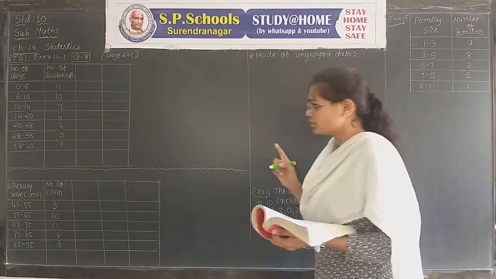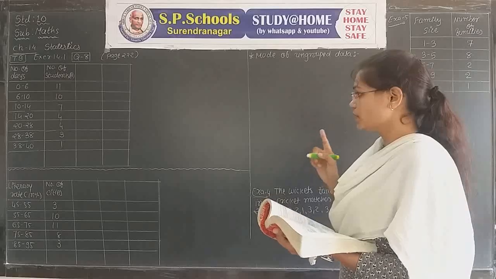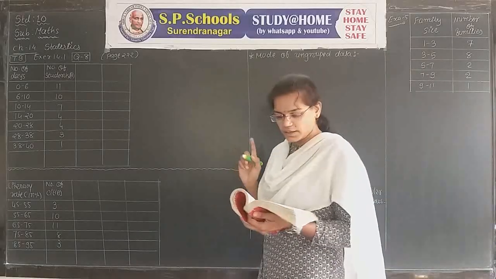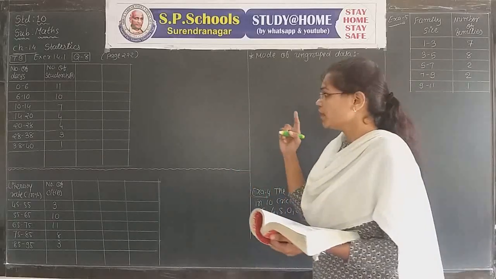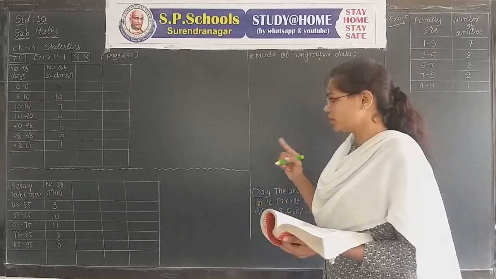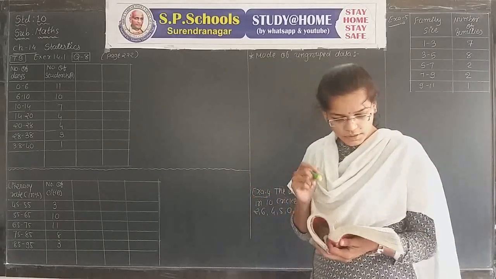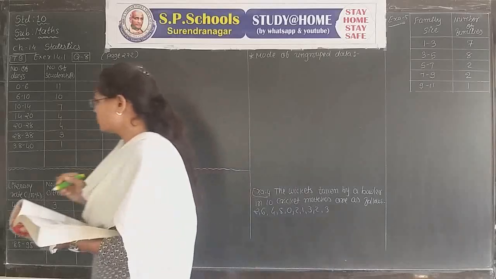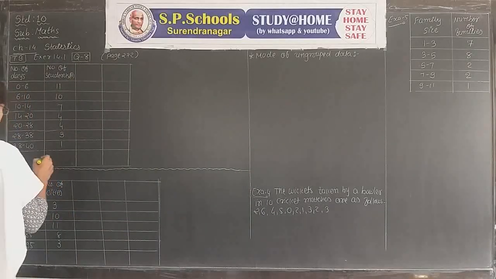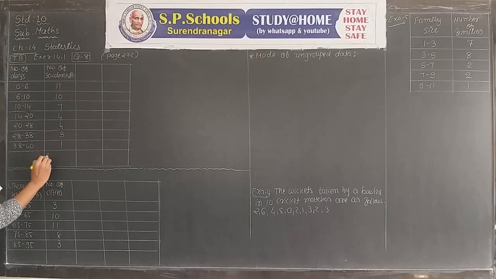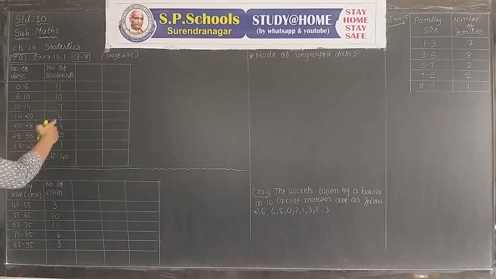0 to 6, 6 to 10, 10 to 14, 14 to 20, 20 to 28, 28 to 38 and 38 to 40 are the class intervals. 11, 10, 7, 4, 4, 3, 1 are the numbers of students. In the question, there are a total of 40 students, so sigma Fi is equal to 40 here. To verify it, add them.